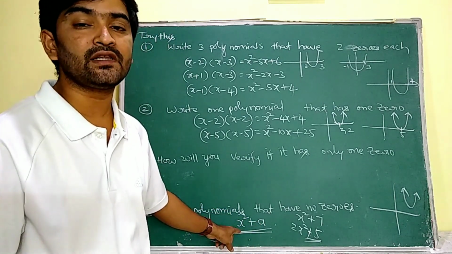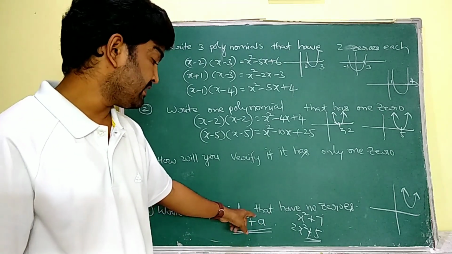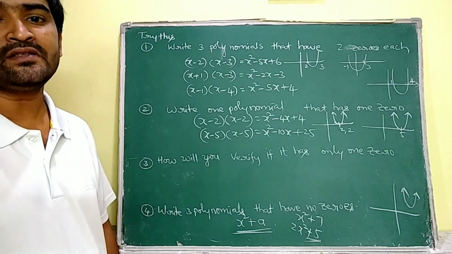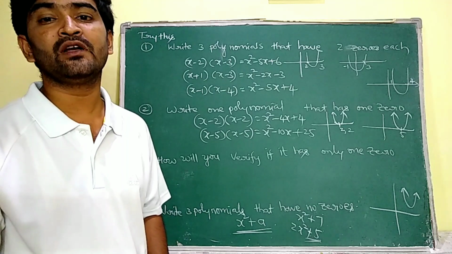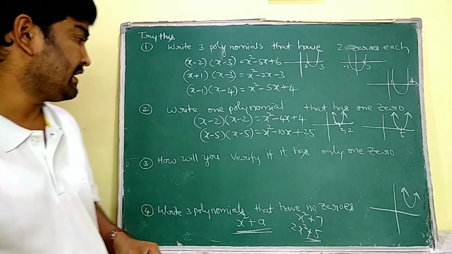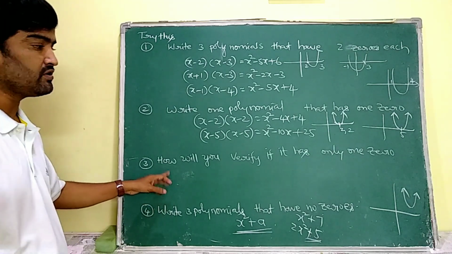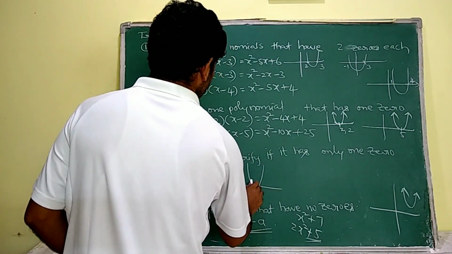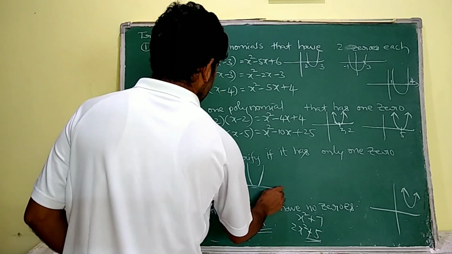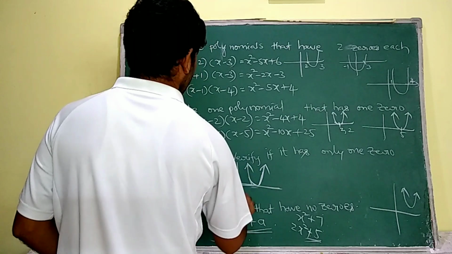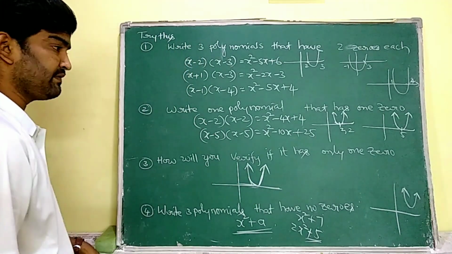The equations which are in the form of ax square plus b or x square plus a represent a polynomial which is not having zeros, that is real zeros. Understand? Here its answer is just you have to draw the graph. If that graph touches the x-axis at exactly 1 point, then that is having 1 zero. Like that we have to verify.